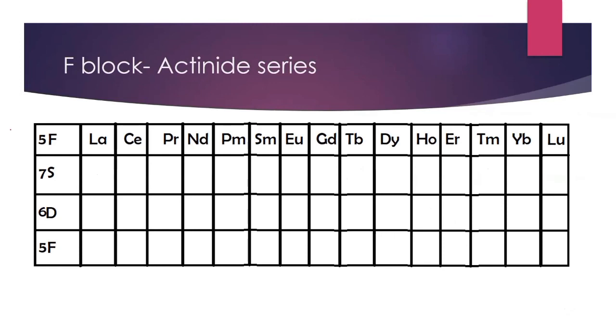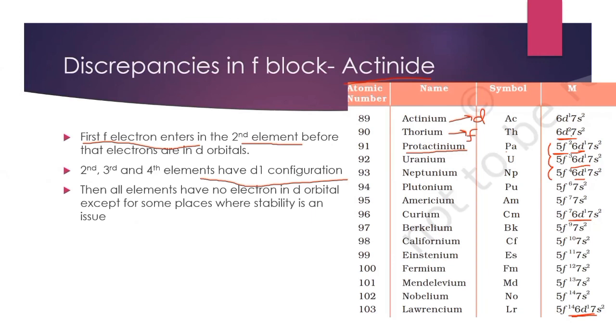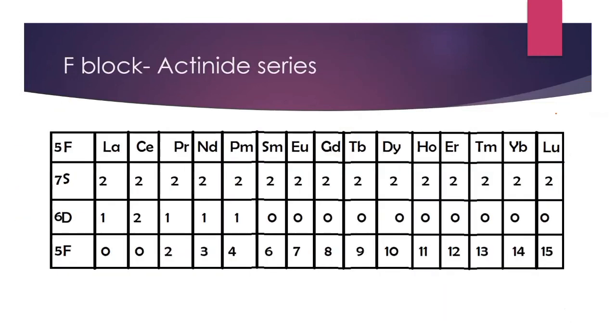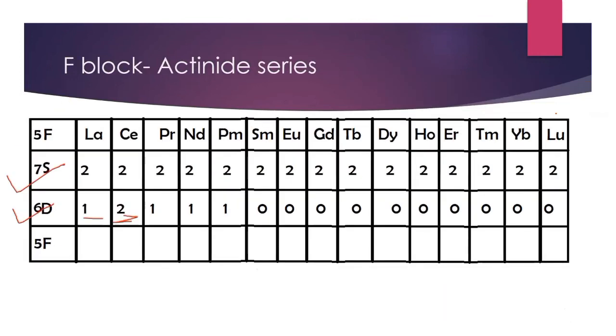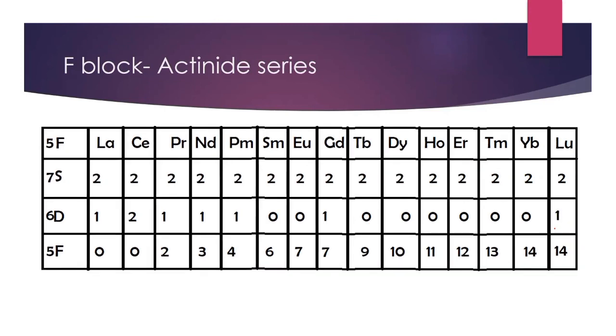So make your chart, then start filling the 7s orbital with 2 electrons each. It will be constant. And then the d orbital with 1 electron, then 2 electrons. We have seen 2 electrons here, 1 electron, 2 electrons, then 1 1 1, 1 2 1 1 1, then all 0. Then fill in the f orbital in this way, and then transfer 1 electron from here to here and 1 electron from here to here. Okay, so our F block actinide series is also done.